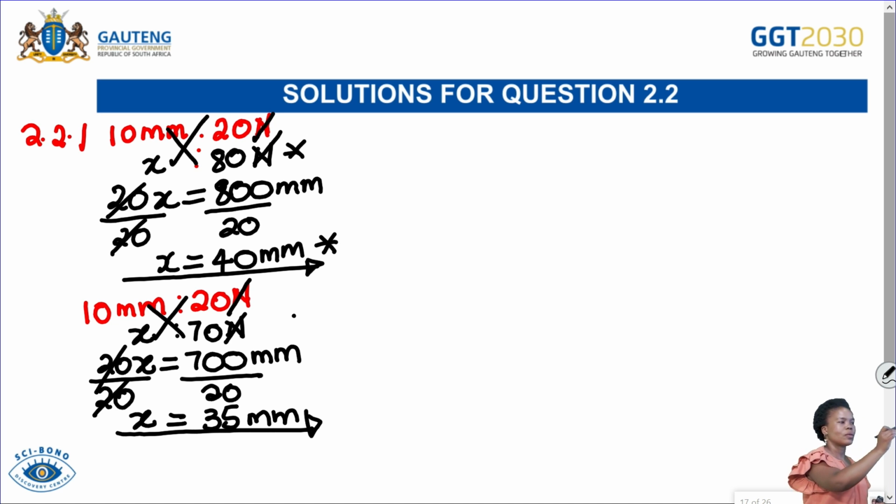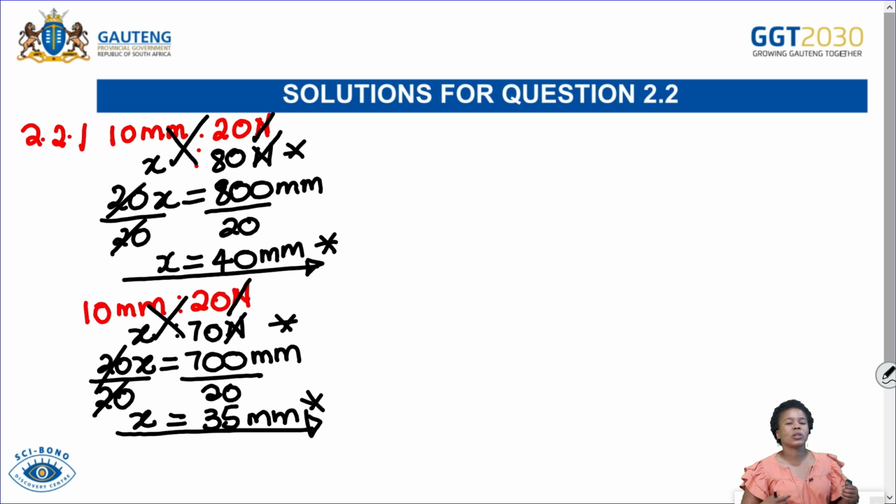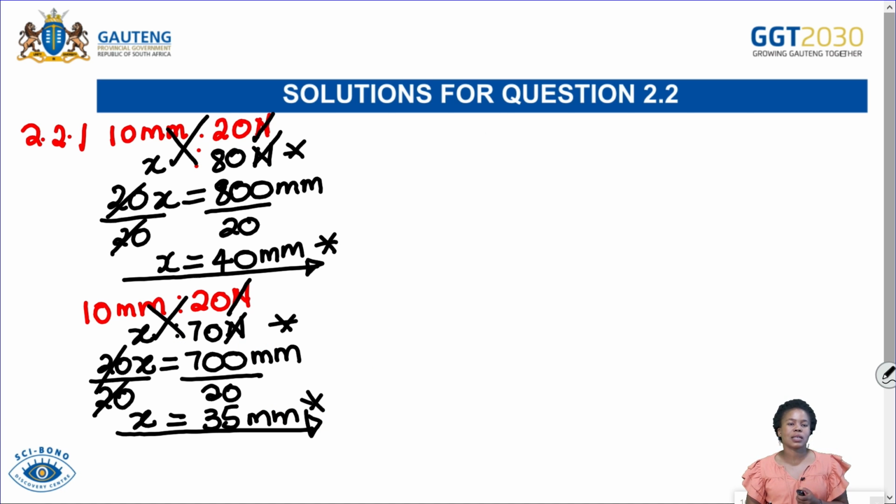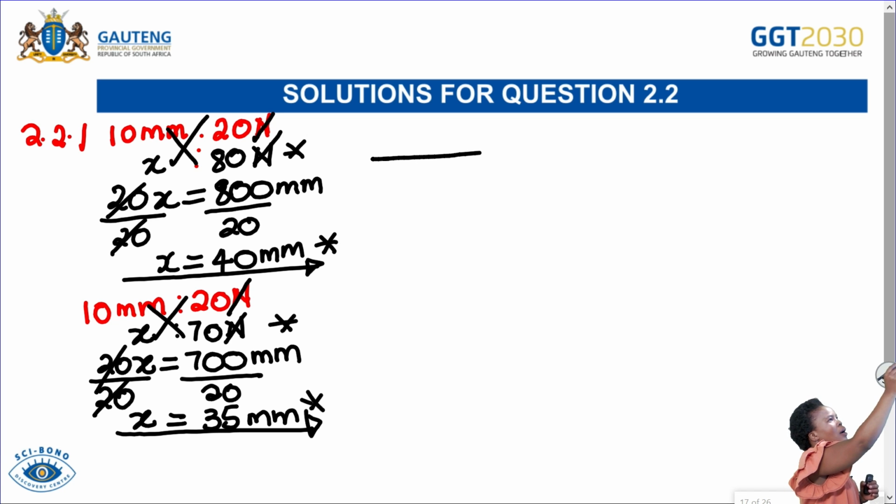So instead of having this 70, we're going to draw a length of 35. Because we wanted to find out the length that we should draw on a piece of paper. Remember, both these forces are acting in an easterly direction, so they're moving in the same direction, meaning both of them should be in the same direction, even when we are using our scale diagram. So here's my 40. I'm just going to try. 10, 20, 30, 40.